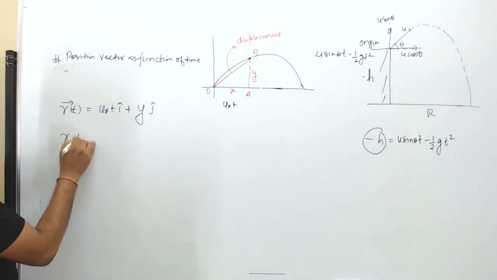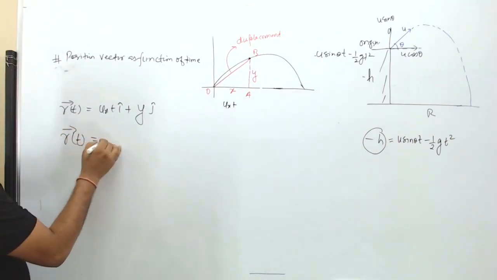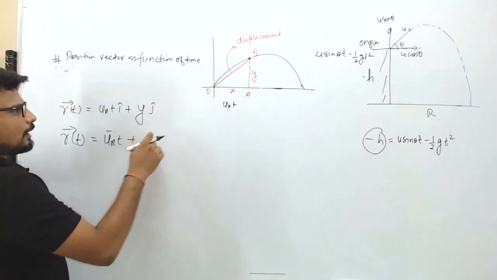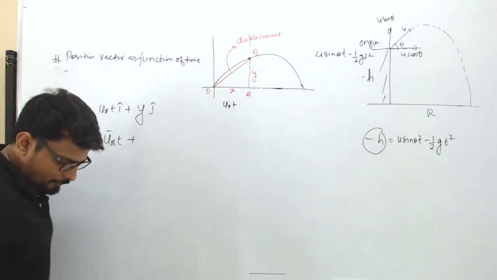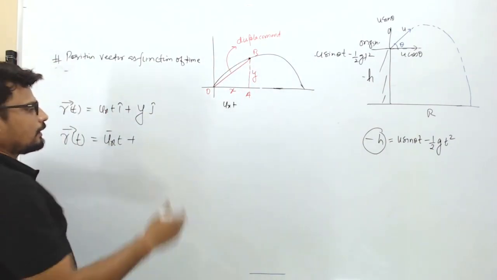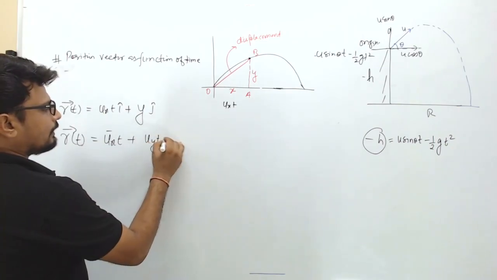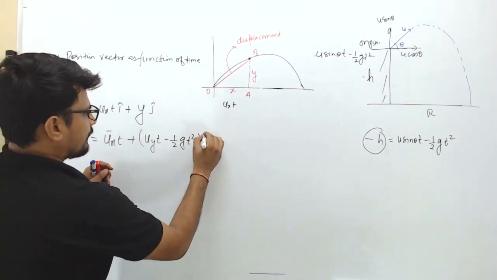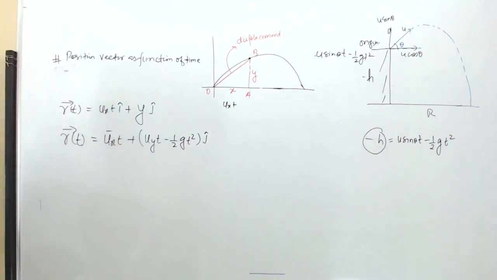So here we have r(t) should be given as ux t. Y should be how much? This height h is equal to ut plus half gt squared, here minus half gt squared. So (uy t minus half g t squared) j cap. So this is how you can write the position vector as a function of time t.